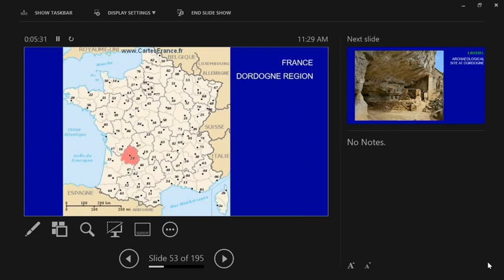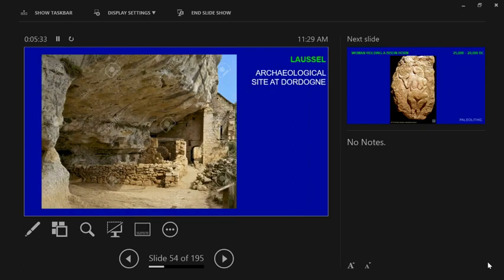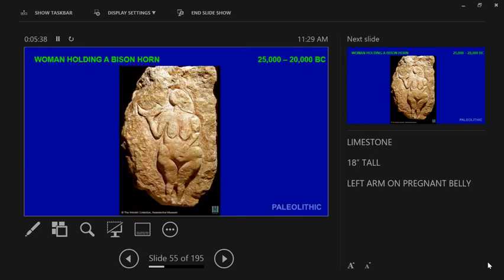Elsewhere in France, we're going to go to the La Selle cave. You don't have to write La Selle. That will not be on the test. I need to turn it white. But I do want you to know a woman holding a bison horn. She's made out of limestone.